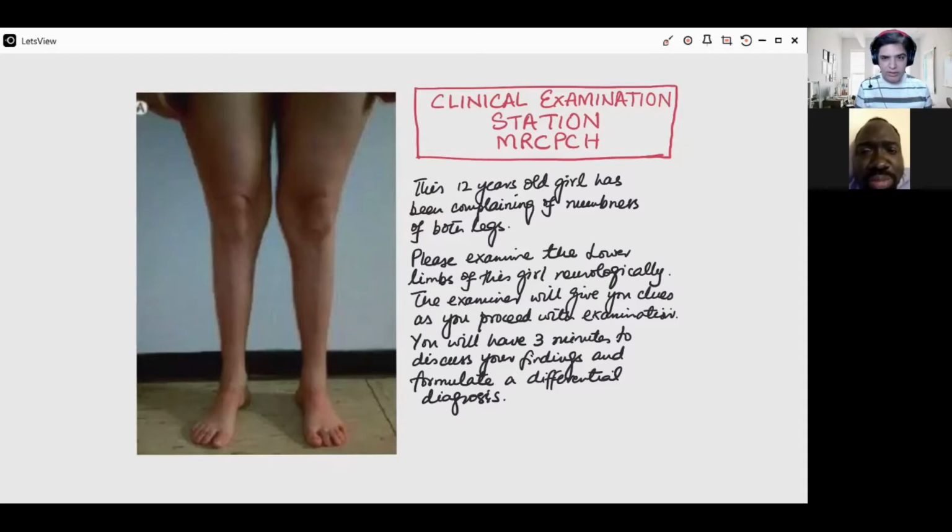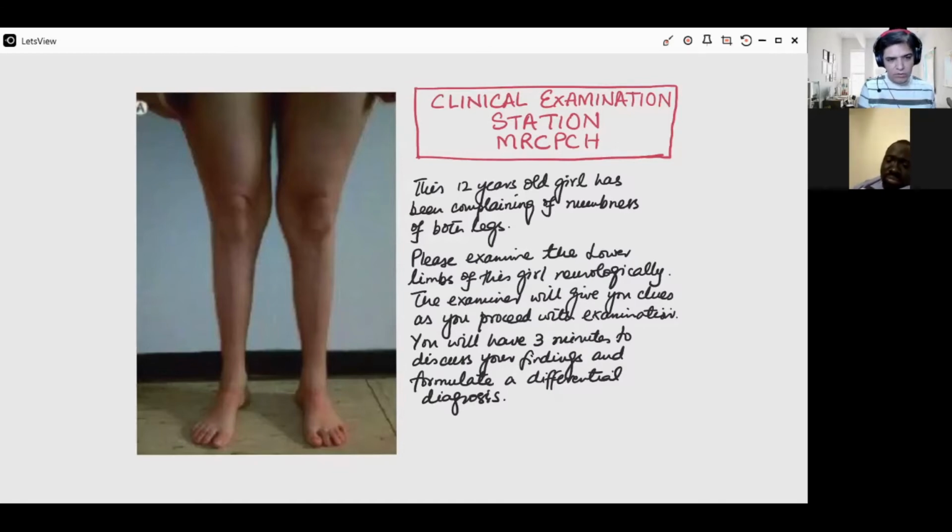Sorry, the line is breaking. You're saying atrophy, inverted champagne bottle appearance, Charcot-Marie-Tooth disease, yeah? Yes, which is also known as peroneal muscular atrophy. Looking at the picture gives you a clue. Even if you can't pick that, you can see that there is atrophy of the lower leg muscles.